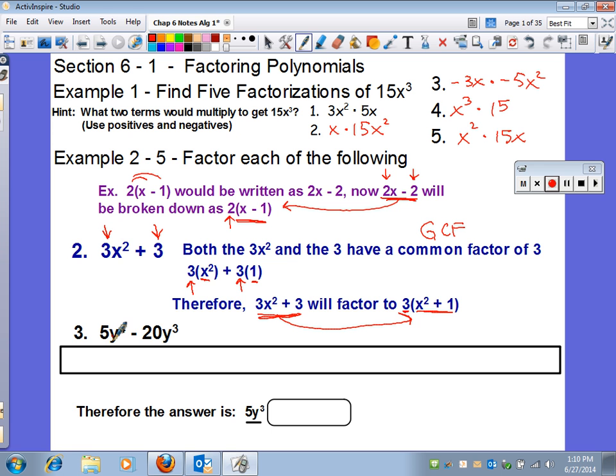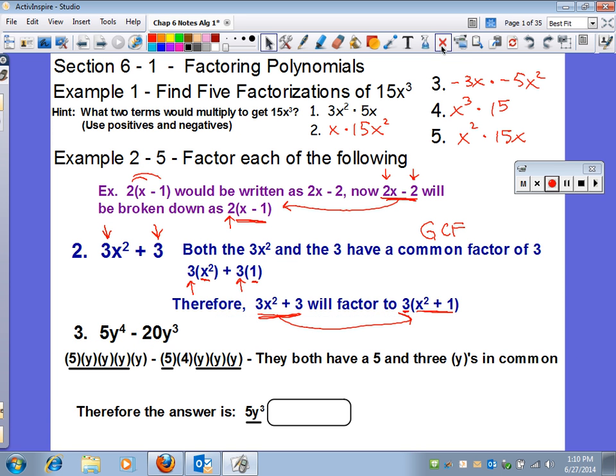So if I have a 5y to the 4th minus a 20y to the 3rd, I need to look for a common factor. This 5y to the 4th, we could write it as 5 times y times y times y times y. You'd have 4 y's there. 20y to the 3rd, you could take the 20 and break it down into 5 times 4, and then y times y times y. So I underlined the common factors. The 5 is common because that's in both of them. And they both have 3 y's in common. So you could say a 5 and a y to the 3rd power is common. So here it is right there, 5y to the 3rd power.